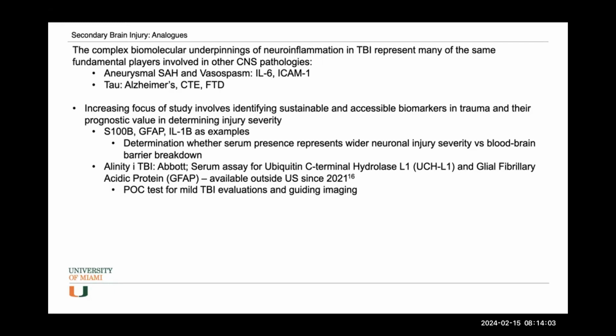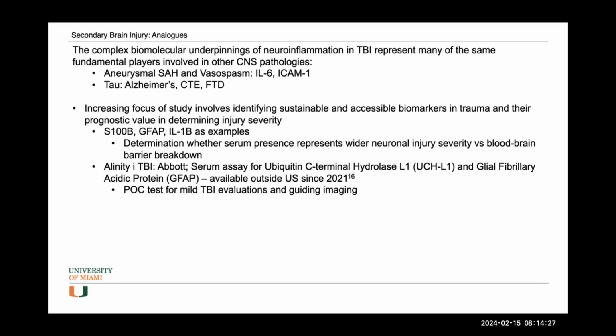So a few examples of these include S100B, GFAP, and interleukin-1B, and the big question within their study is whether or not the presence of these biomarkers in serum represents a process of neuronal injury that's actually severe, or is it just that there's blood-brain barrier breakdown? And looking into this is the focus of a lot of neuroinflammation research right now.